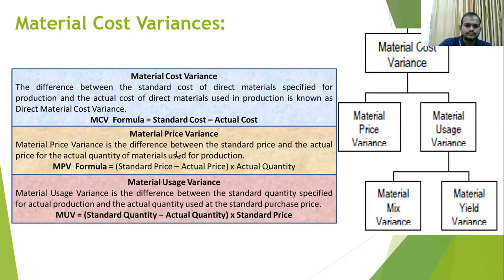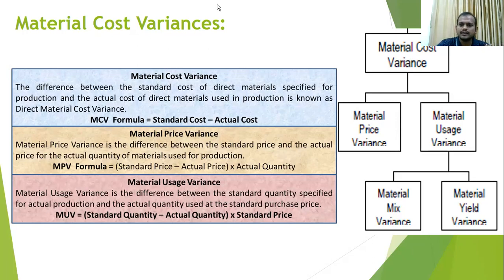Material price variance is the difference between standard price and actual price for the actual quantity of materials used for the production. So how much is the estimated price, but actually how much we paid. Material usage variance is the difference between the standard quantity specified for actual production and the actual quantity used at the standard purchase price. This is material usage variance.